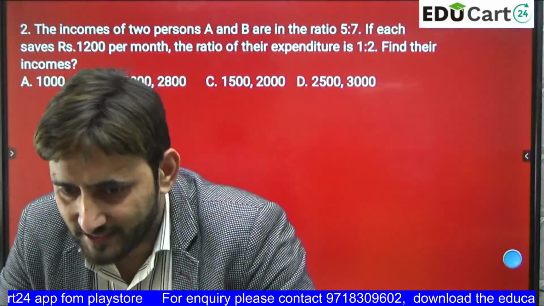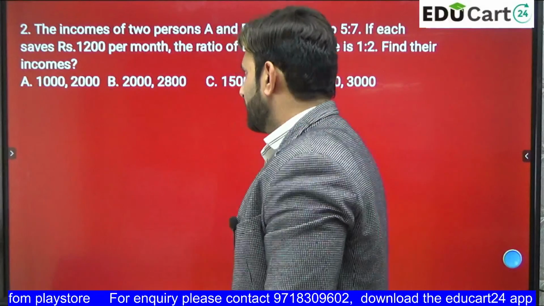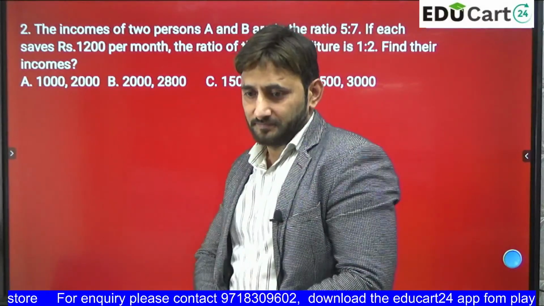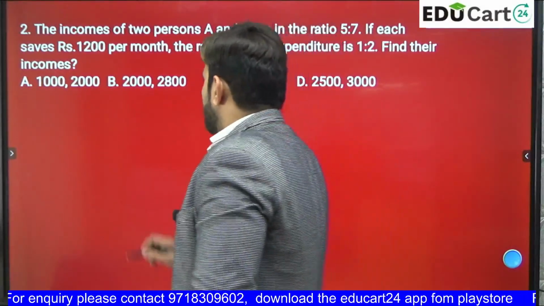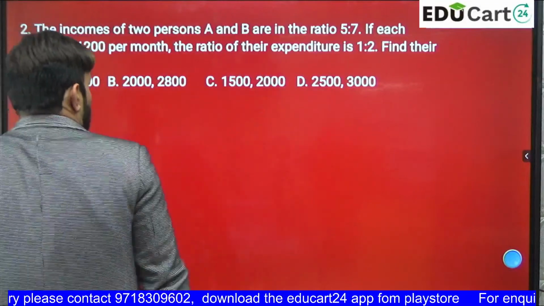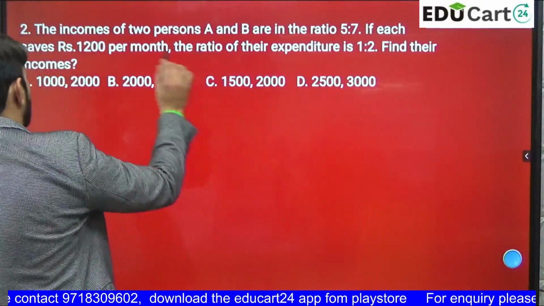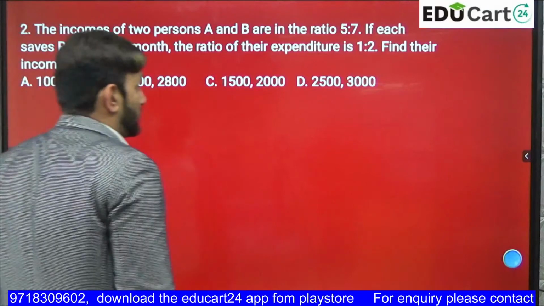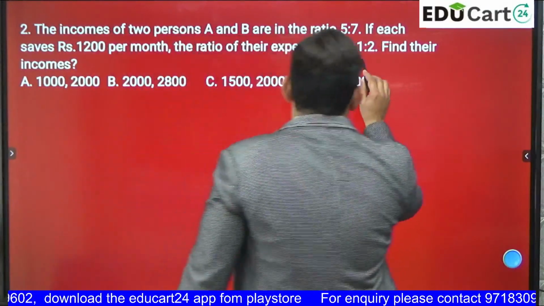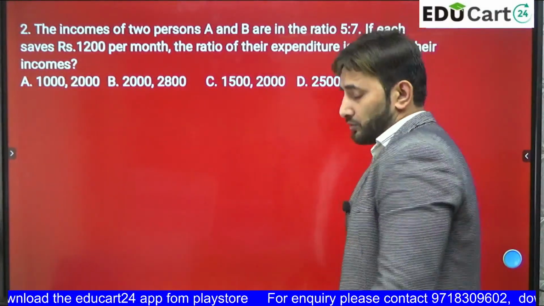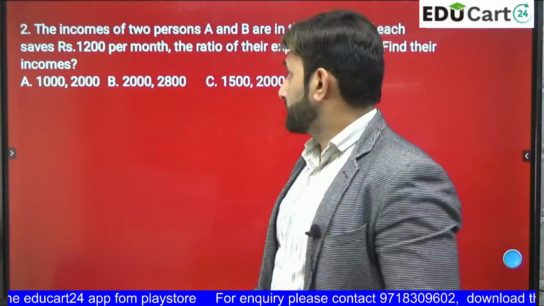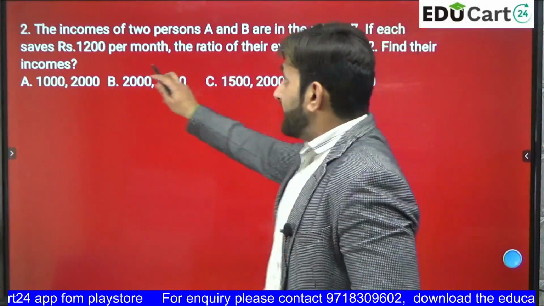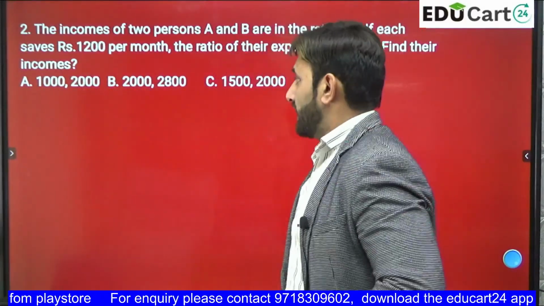Let's start, beta. First method. The incomes of two persons A and B are in the ratio 5:7. Each of them saves 1,200 per month, and the ratio of the expenditure is 1:2. But their savings are equal. They save 1,200 rupees each.